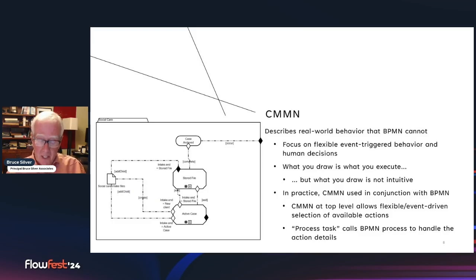Organizing the solution in this way has the benefit of CMMN's flexibility to handle the events and exceptions of real-world scenarios, combined with BPMN's business understandable automation of the details of the required actions.